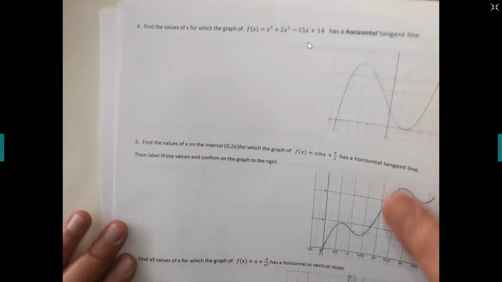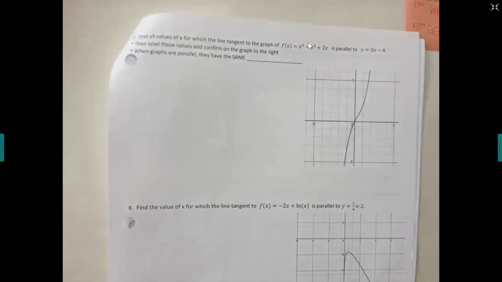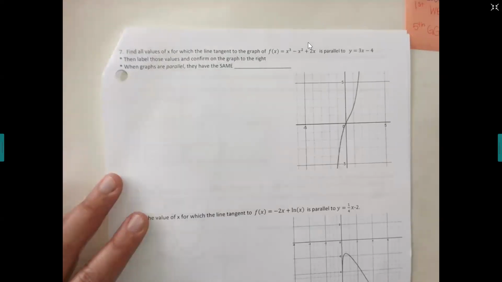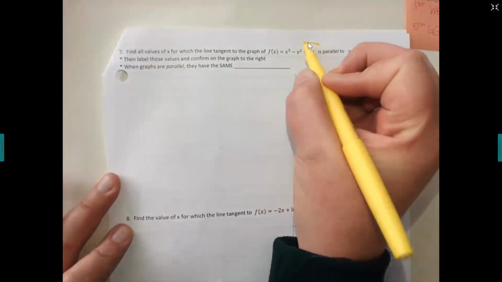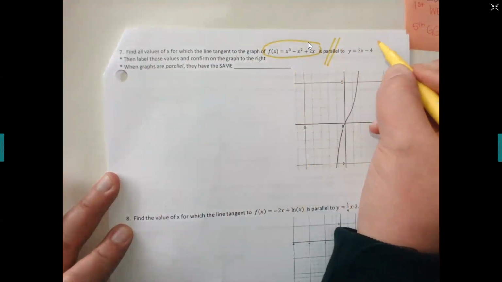We ready? Okay. So take a look at number seven. Last time we talked about taking the derivative, writing equations with tangent lines, finding where certain slopes happen. So now read number seven. Here's what it says. You want to find all of the x values where this graph is parallel to this graph.